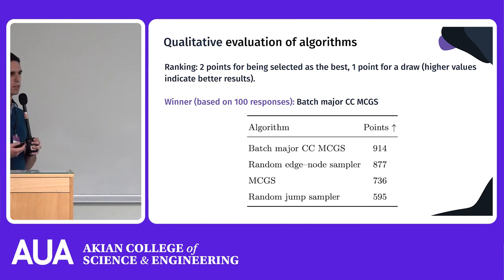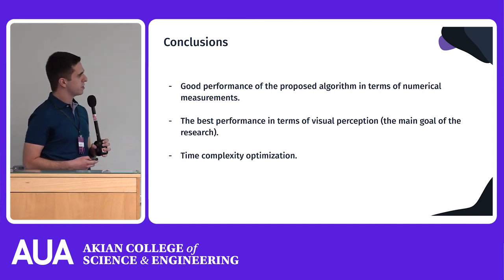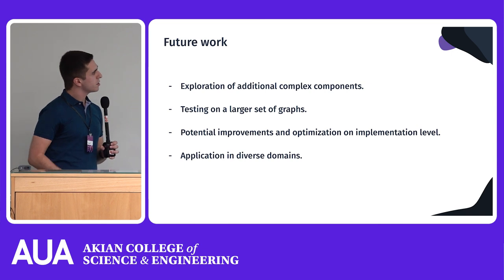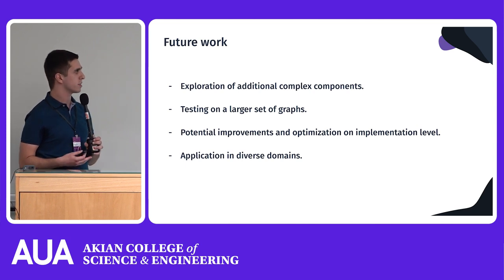So in this case, the algorithm that gets the most points would be the best one. And we identified that in visual analysis, our approach is actually winning. Surprisingly, MCGS even dropped to the third position, performing lower than the random edge node sampler. So we can conclude that our algorithm performs pretty well and sufficiently in terms of the visual analysis that users can apply. So what conclusions can we make? That we got pretty solid quantitative results. We were behind MCGS just by a small margin. And we also got the best results in terms of visual analysis and, of course, very good time complexity optimization.